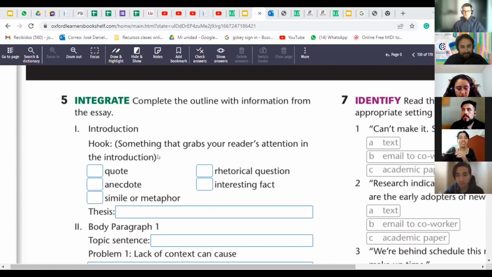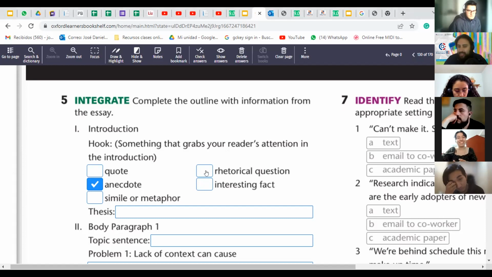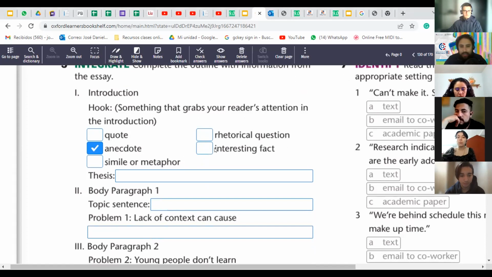According to what I got, it is an anecdote. An anecdote. It also has a rhetorical question, right? But I think the book only lets you pick one. And the most important part is not the rhetorical question, it's the anecdote. I would say it's both, right? There's no quote. Interesting fact? Not really. A simile or a metaphor? No, not particularly. But a rhetorical question and an anecdote? Yes.